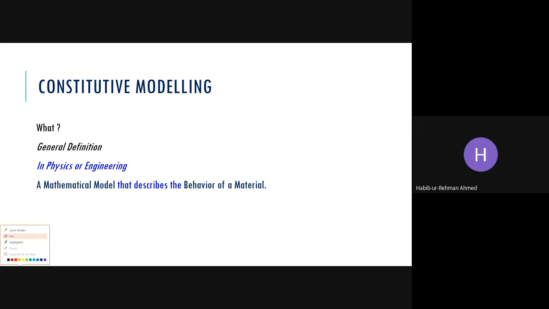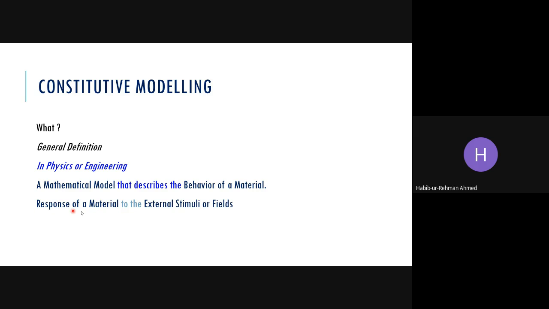Okay, I'll just take the laser pointer. So a mathematical model is the most important thing, and that describes the behavior of a material. So first of all, we have to understand the behavior of a material. We have to translate it into its mechanical form, and finally into a mathematical model. So that's what constitutive modeling is. But in very general terms, when we say constitutive modeling of materials, it is the response of a material to external stimuli or fields. So it's a very wide definition, and it's not only applicable to civil engineering materials, but to all kinds of materials that we can even imagine.